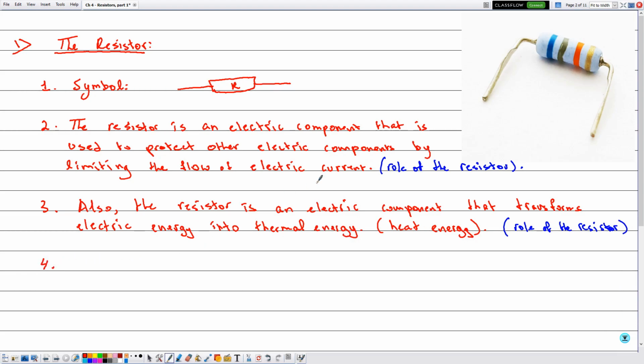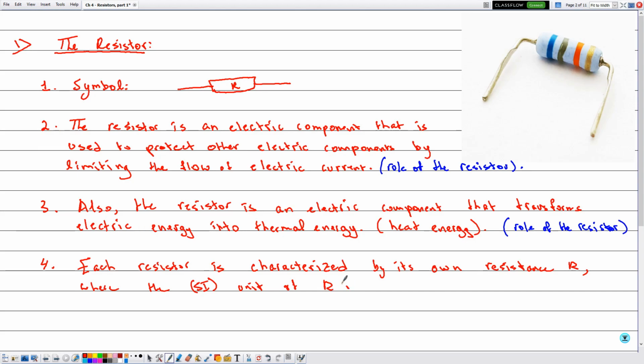Now, what distinguishes one resistor from the other? Let's say that each resistor is characterized by its own resistance, denoted by R, where the SI unit of R is ohms, and its symbol is omega.